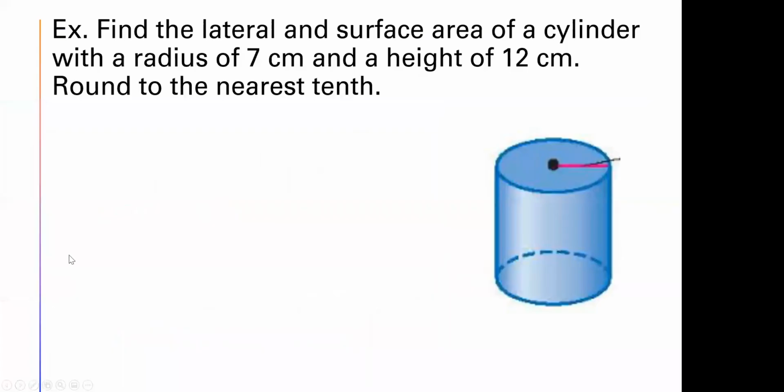It says to find the lateral and surface area of a cylinder with a radius of 7 centimeters and a height of 12 centimeters, okay? And it says to round to the nearest tenth, okay? So first we're going to find the lateral area. Remember that formula is 2 times pi times the radius times the height. So we're going to fill in what we know.